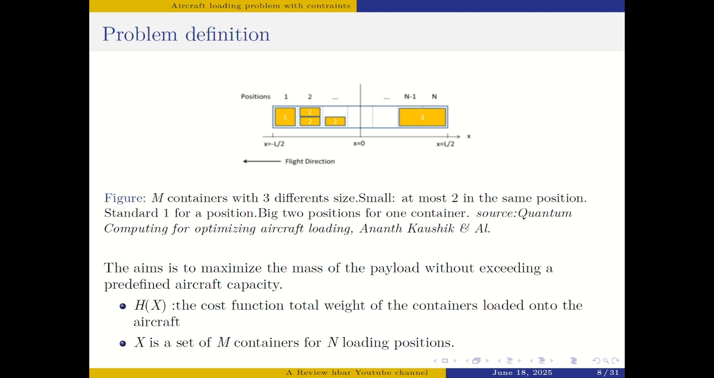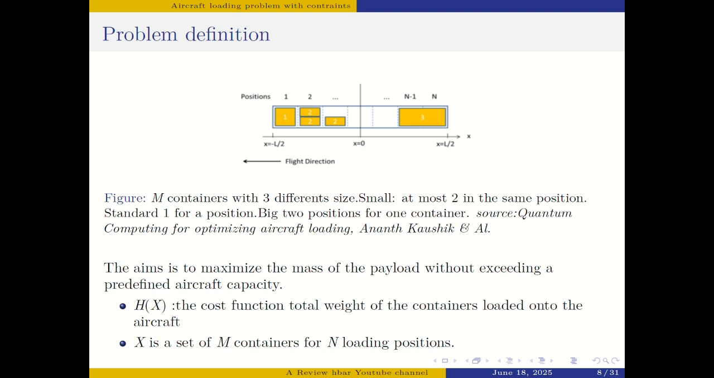Definition of the problem. We have M containers to load. For simplicity and uniformity, each container can belong to one of three types based on its dimension. On this aircraft, there are n available positions as shown in the illustration. Depending on the container type, a position can either hold one or two containers, or in some cases, a container may require two positions.